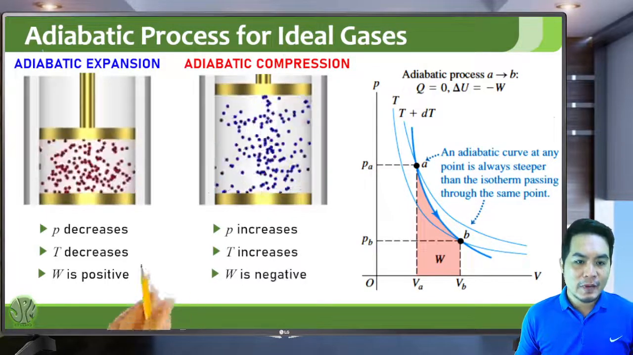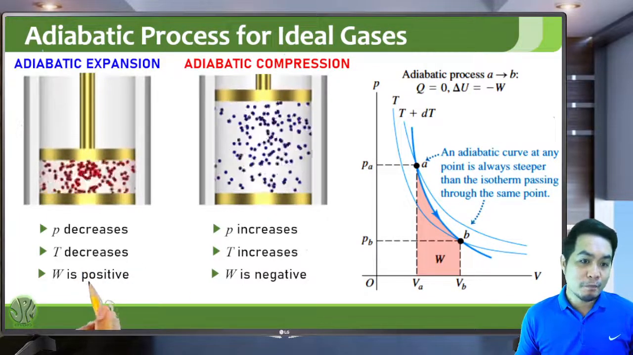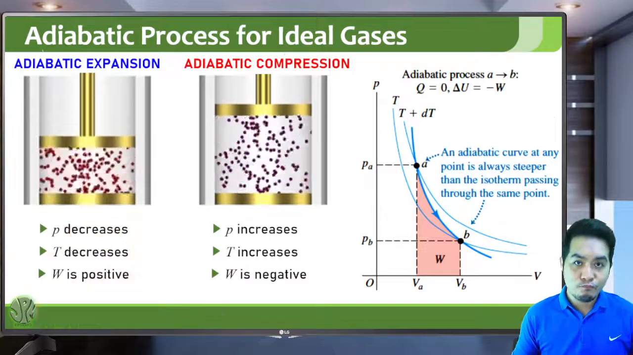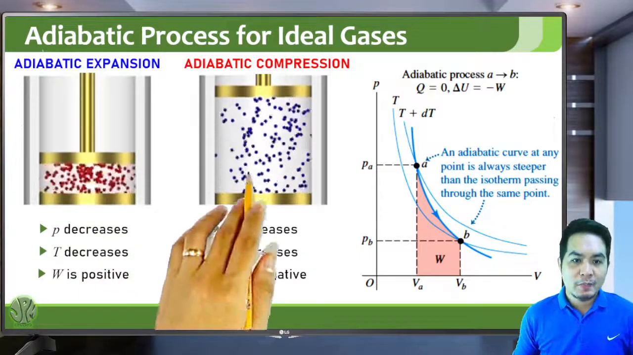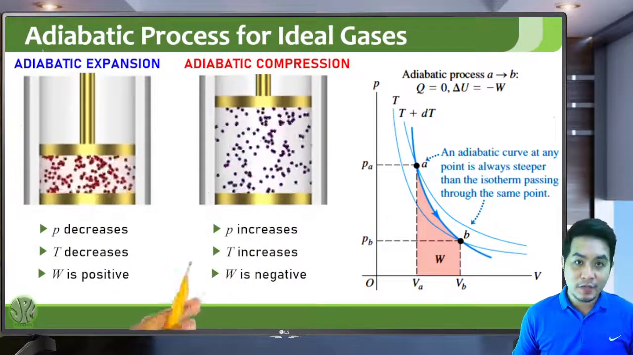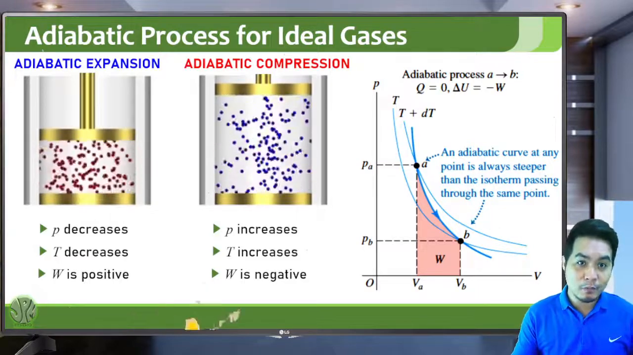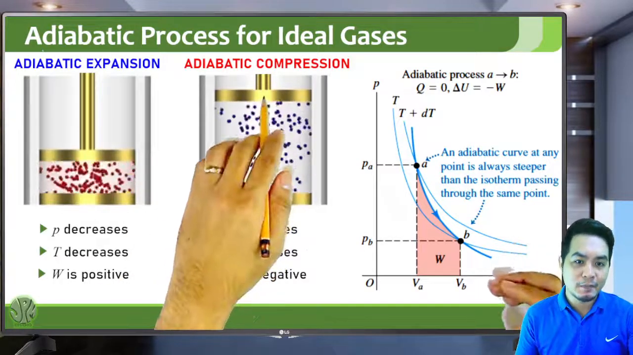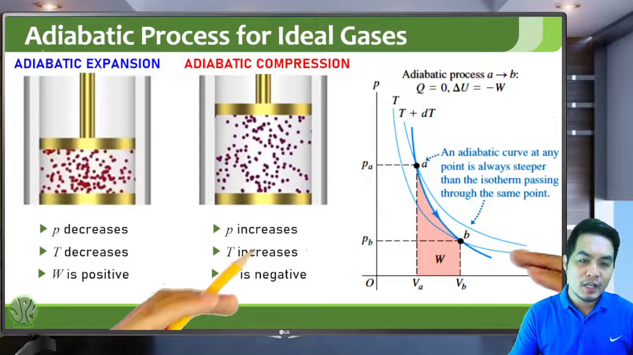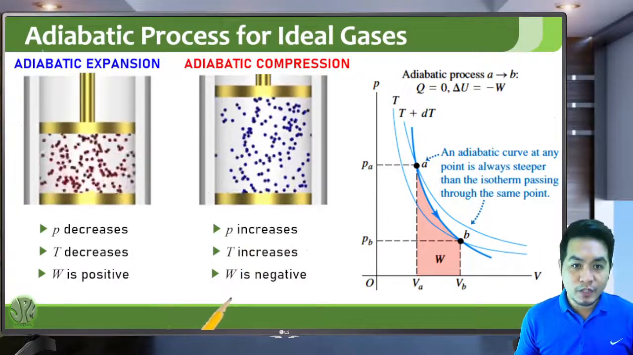So in the case of adiabatic expansion, the work done is positive because the gas is the one doing the work. In adiabatic compression, the work done is negative because the gas is not the one doing the work, but its surroundings. In this case, in this picture, the piston is the one doing the work.